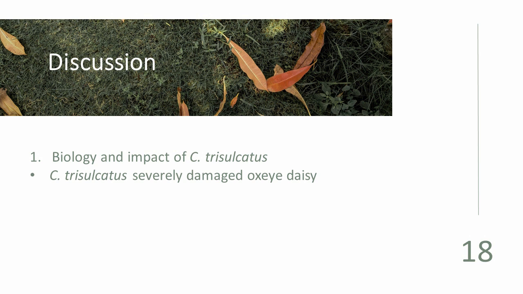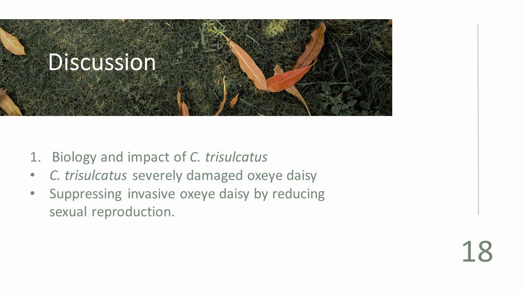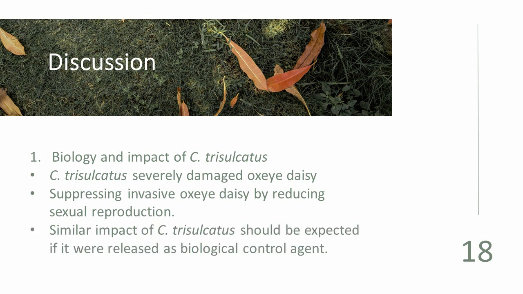From the results, we can see that C. trisulcatus severely damaged oxeye daisy. As we know that C. trisulcatus more likely attacks oxeye daisy with rosettes, it indicates that C. trisulcatus could suppress invasive oxeye daisy by reducing sexual reproduction. And a similar impact of C. trisulcatus should be expected if it were released as a biological control agent.